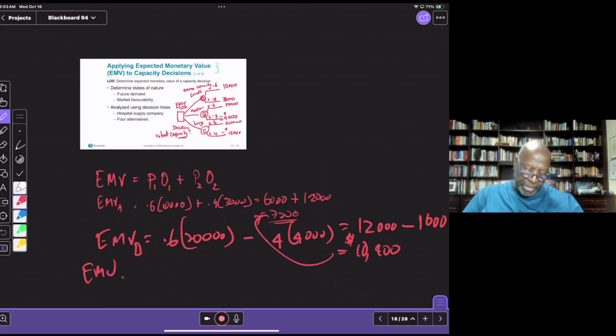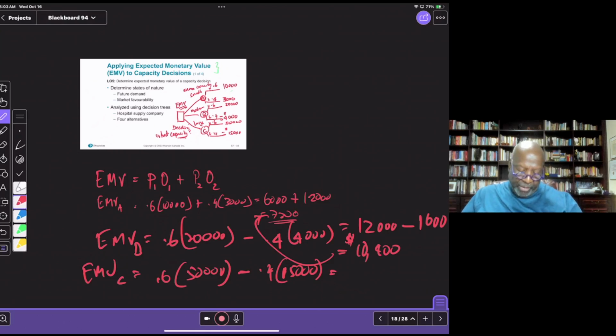And last but not least, EMV C will be 0.6 times 50,000, I think I said, and 0.4 times 15,000. Notice it's negative because we are incurring a loss. So that would be 6 5s are 30,000 minus 4 times 15 is 6,000. So that would be 24,000.